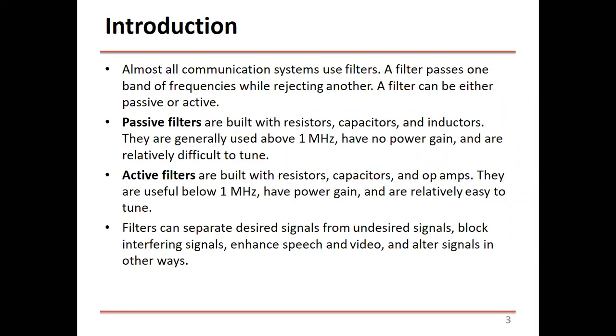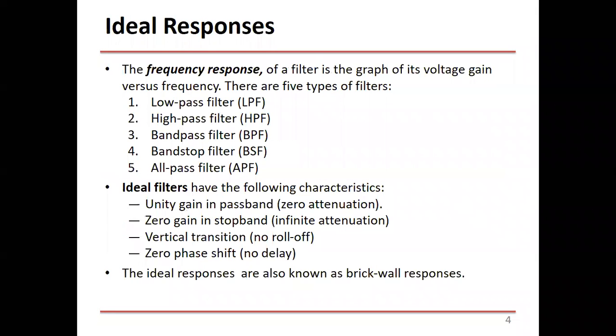So, as mentioned, filters can separate desired signals from undesired signals. So if you have noise or interference, and you know the band of this noise or interference, you can select your wanted signal and reject these noises and interferences. They are widely used in any application where you have speech processing, video processing, and so on. Okay. Well, before we see how to implement a realistic or practical filter, we need to understand what the features and characteristics of ideal responses are.